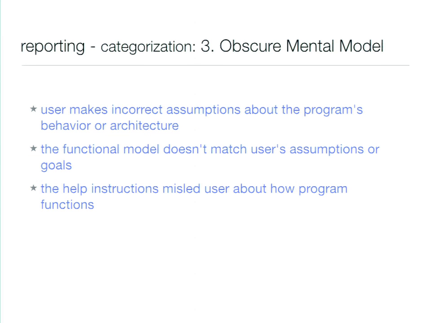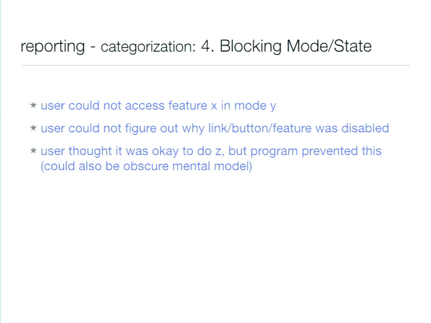An obscure mental model is when they make incorrect assumptions about how something would work, or it doesn't match how they need to use the site, or the help instructions are misinterpreted completely. Occasionally there's blocking modes where the site is not in a state where people can edit what they need to edit, and they find themselves in a section, an area of the site, or an interface where they think they can complete something and it doesn't happen.